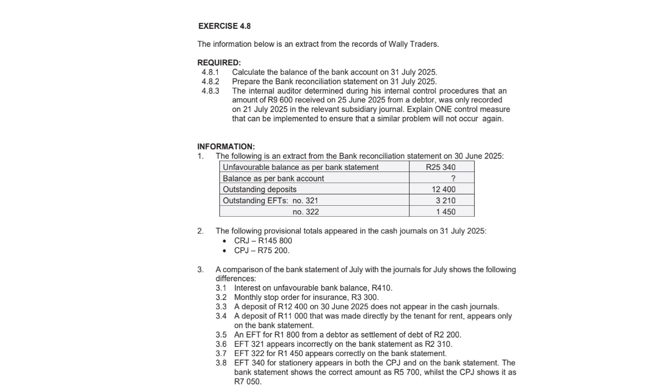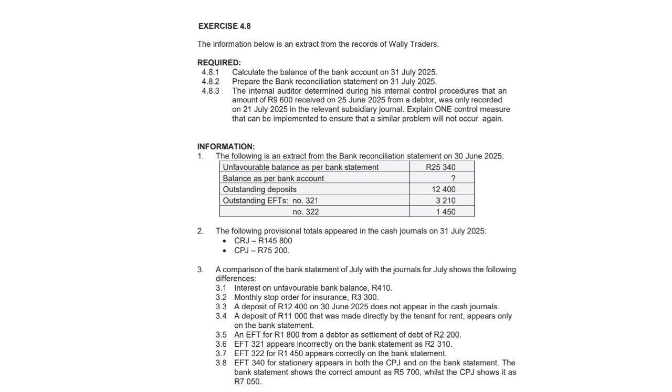Exercise 4.8. The information below is an extract from the records of Wally Traders. Required 4.8.1. Calculate the balance of the bank account on 31 July 2025. 4.8.2. Prepare the bank reconciliation statement on 31 July 2025.